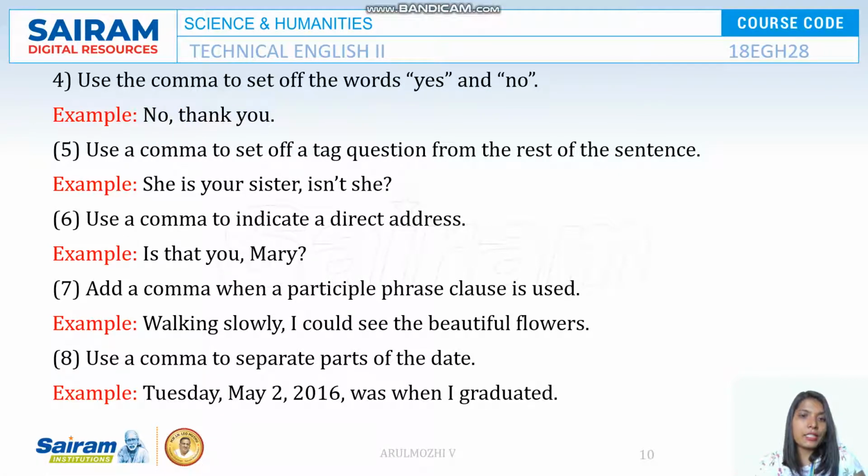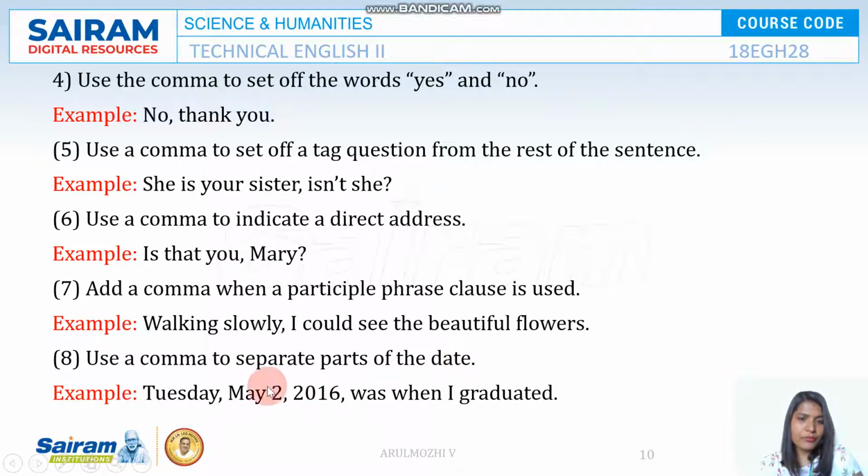Okay, next, after question tags we use a comma. Take for example, she is your sister, isn't she? Okay, she is your sister, comma, isn't she? And then after all direct address. Take for example, is that you standing there, Mary? Okay, is that you, comma, Mary, meaning you're directly asking that person. After you finish the question, before you mention the person's name, you have to have a comma.